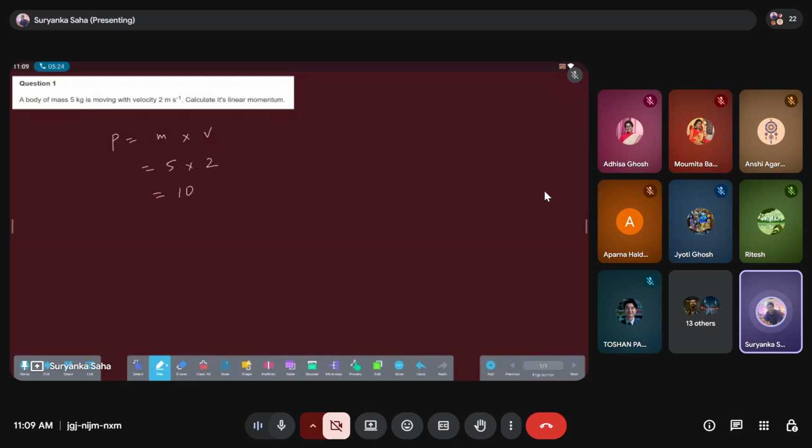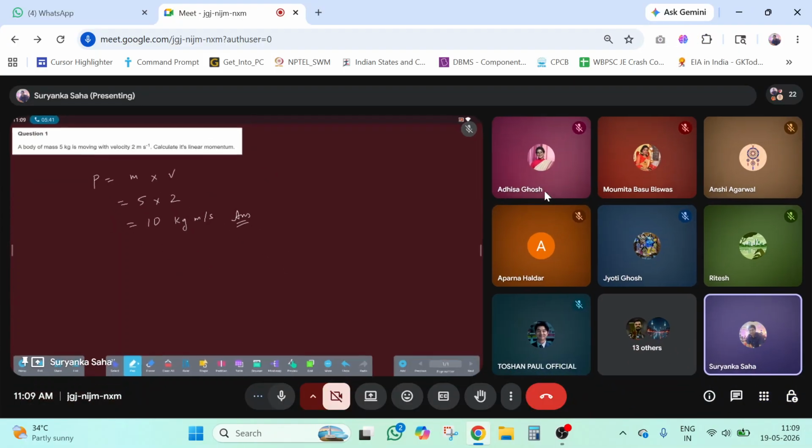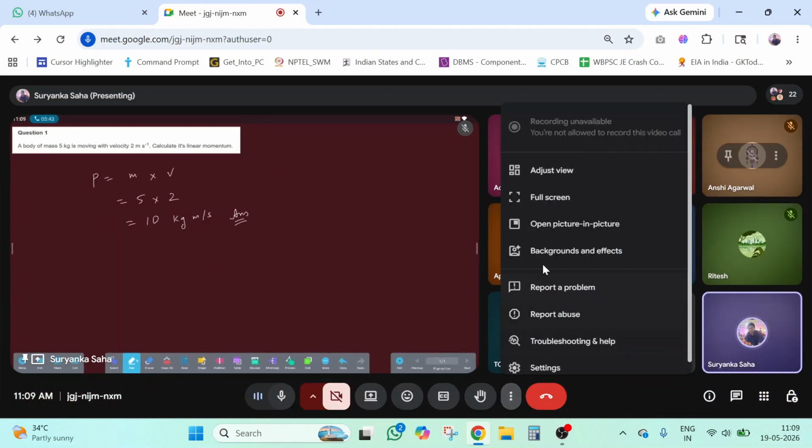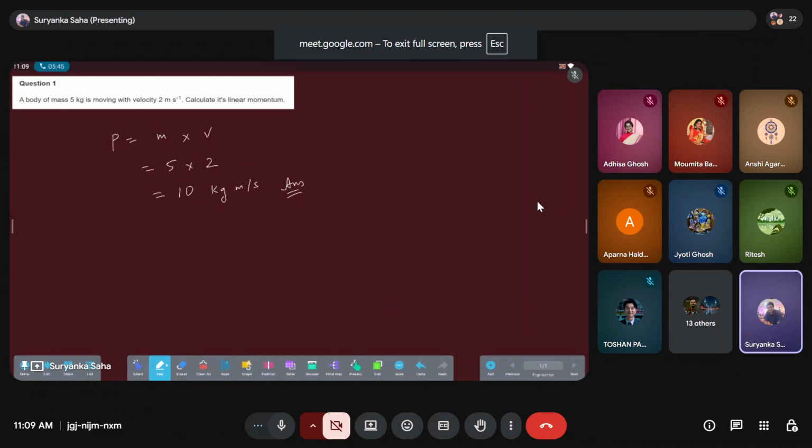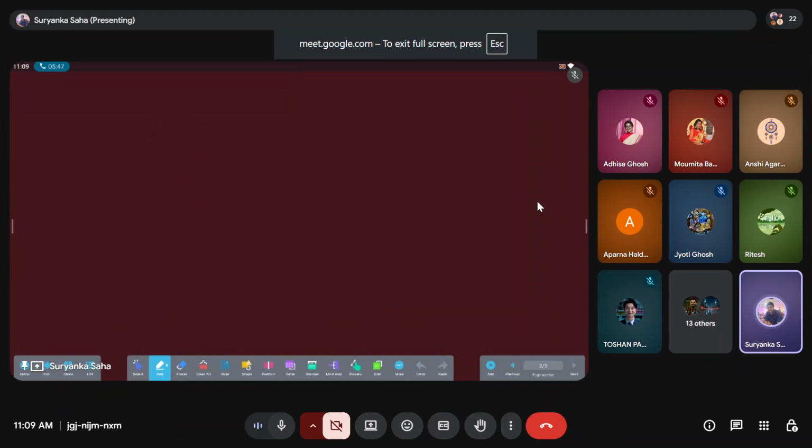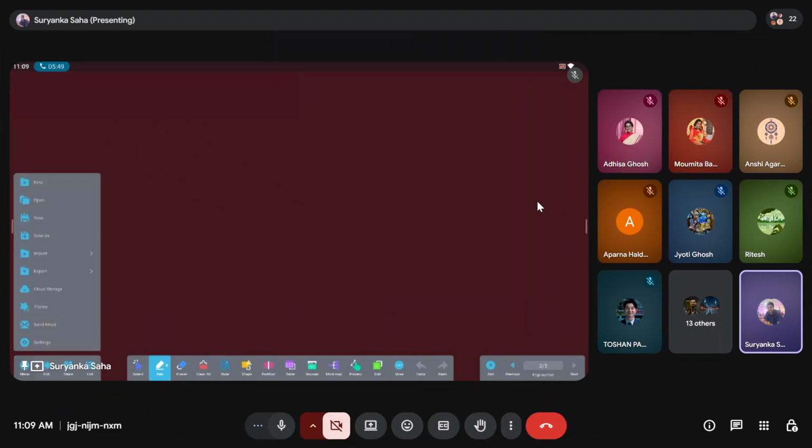And what will be the unit? Linear momentum unit is kg meter per second. That is the unit. Done. Linear momentum, okay, it's the answer. 1 mark question. Done. Okay, chalo. Next question. Next page. Let me take the next question.